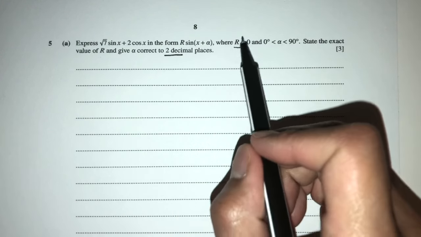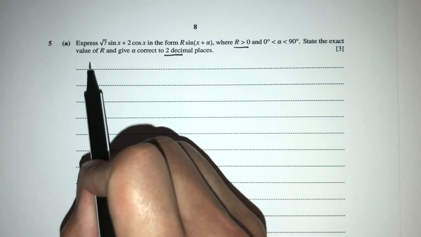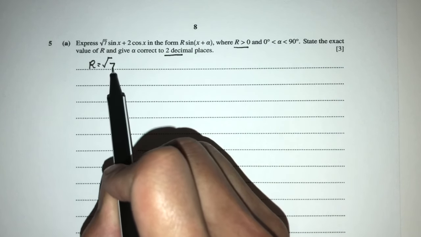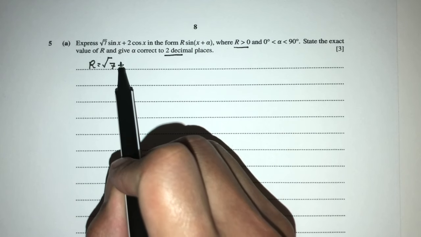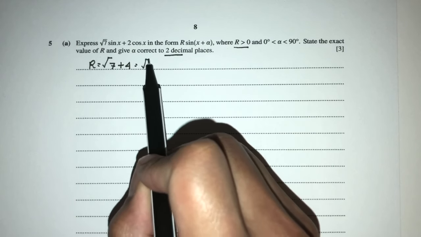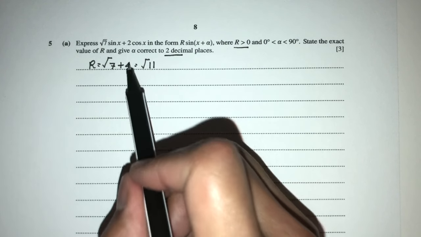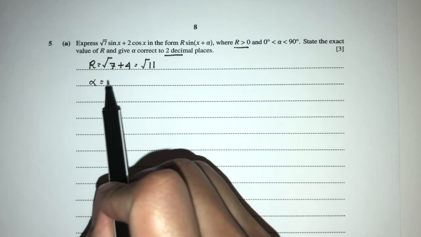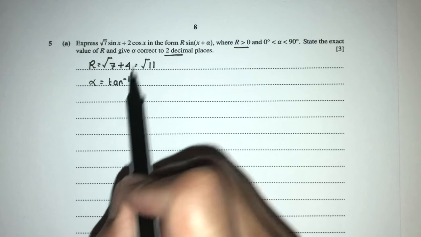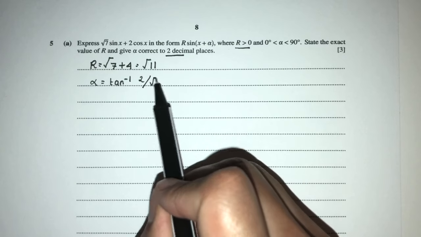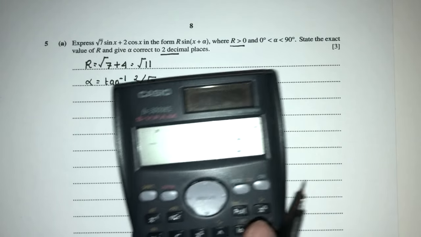Now, pretty easy. How do you find the value of r? R is simply the square root of this value squared, that will be 7, plus this value squared, that will be 4. So r will be root of 11. That's the first thing to know. Now alpha, pretty easy. That will be tan inverse of this value here, which is 2, over the value of root of 7. Okay, so let's see what we get in terms of 2 decimal places.